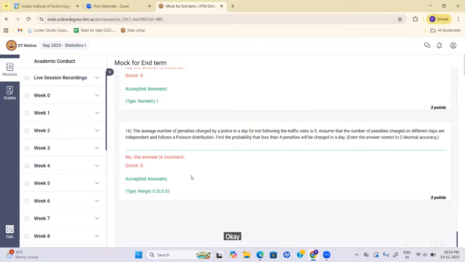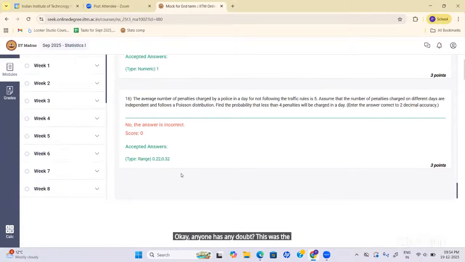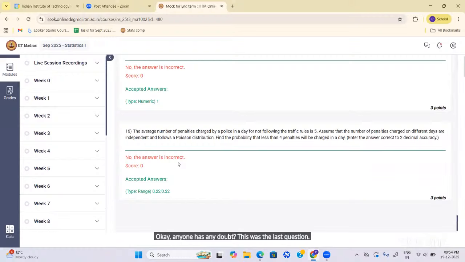Okay, anyone has any doubt? This was the last question. Anything else? Any doubt? Sometimes I am unable to comprehend what the question is asking. Okay, for that you need to do practice. Ma'am, can you show question number 15, what you did, the solution?